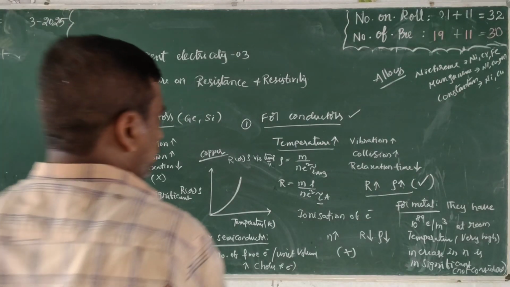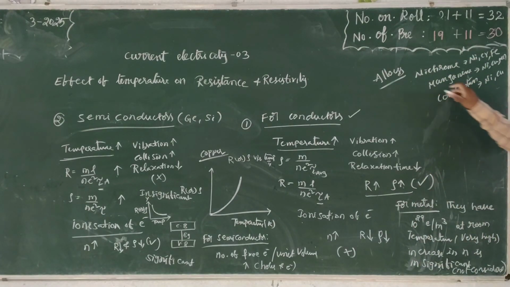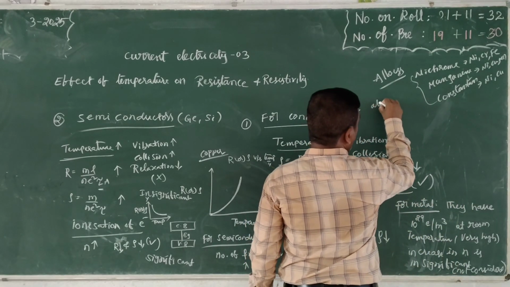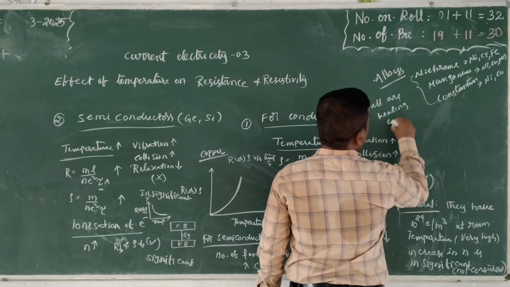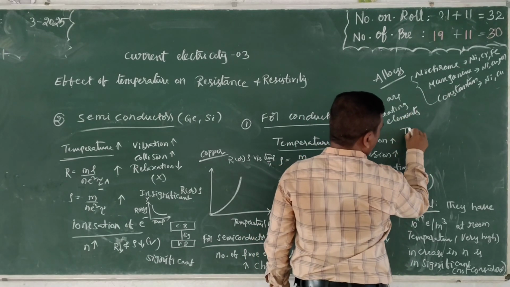Two or more metals combined together form an alloy. That means nichrome, manganin, constantan. These are the alloys. These all are heating elements.